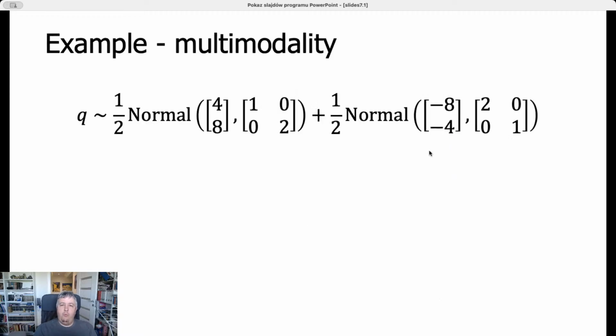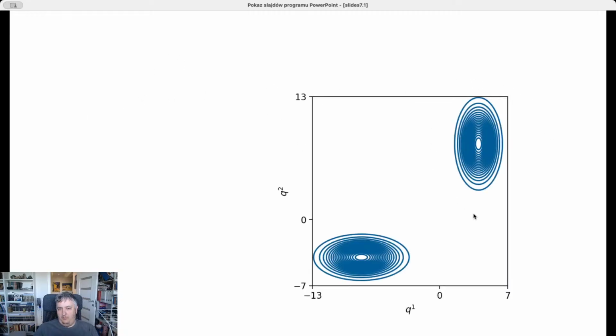Let's consider one more example, an example of a multimodal distribution, which is a mixture with half probability of two normal distributions. One distribution has a mean of (4, 8). The second one has a mean of vector (-8, 4), and they have differently skewed covariance matrices. And we can see how the plot of this figure works. Here is the point 0, 0. Here is the one that's in negatives, one is in positives.